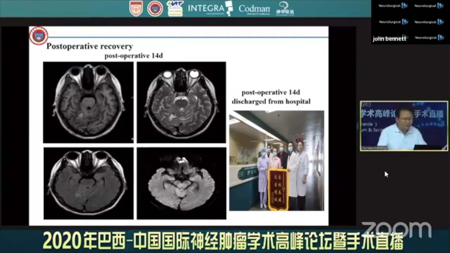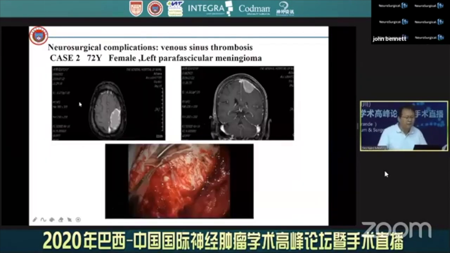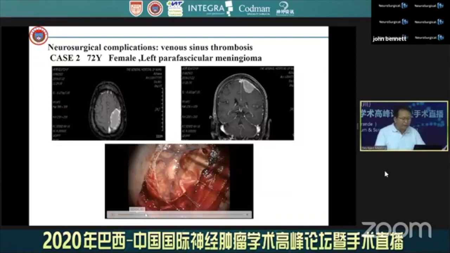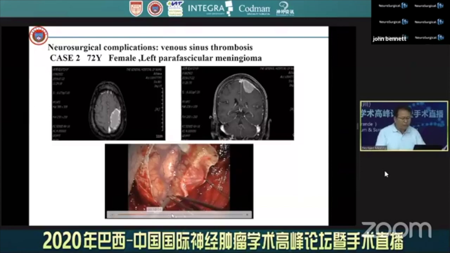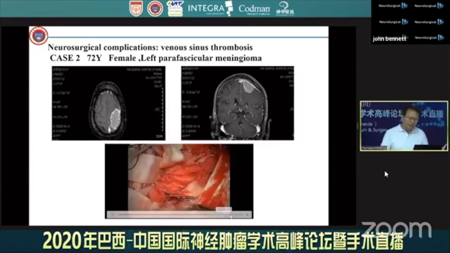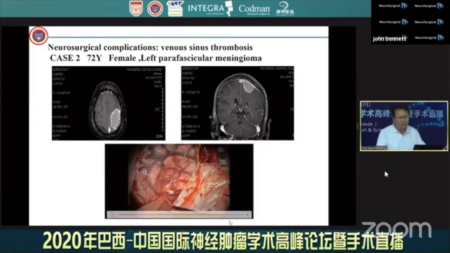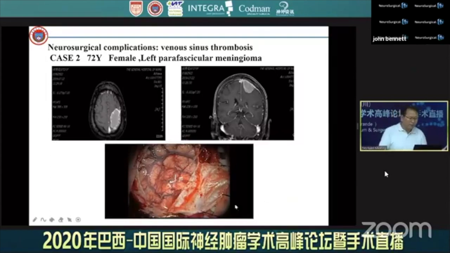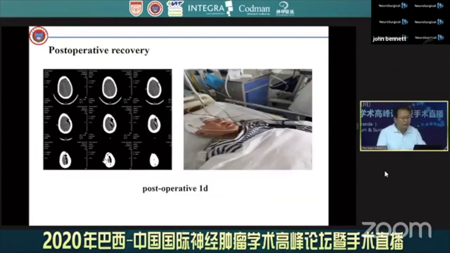For the second case, you can see a 72-year-old female patient. Her diagnosis is a left parafalcine meningioma. It looks very easy. In this case we also carefully protected the veins and the pulmonary attention. It looks not demanding, with no complex structures or trauma, and I felt confident, no problem. But there were also troubles. Post-operation day 1, it looks normal.